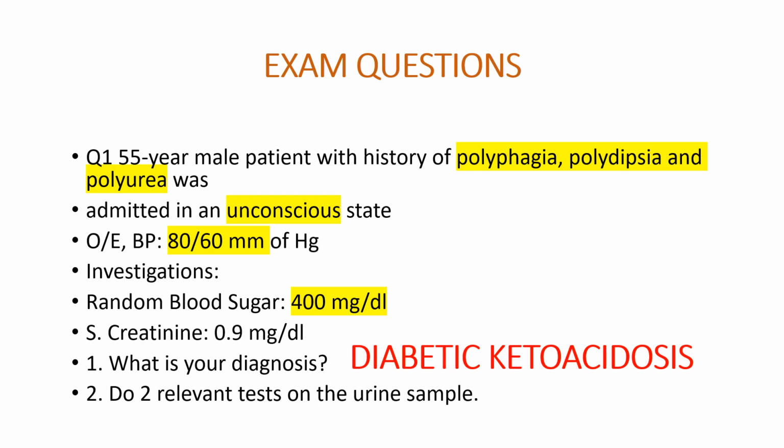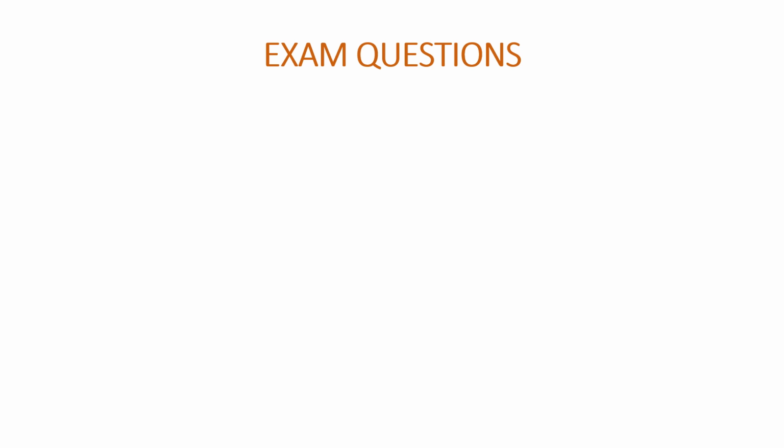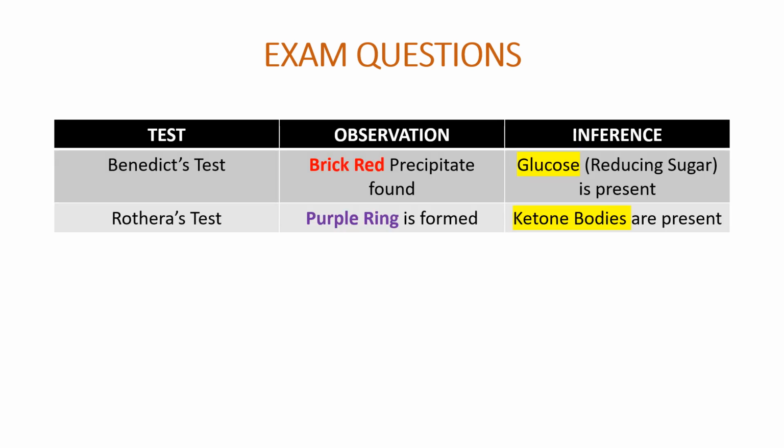Now, how would you confirm diabetic ketoacidosis? You initially do the test for the ketone bodies. So what we do in the exam, when we get this, is we write it like that. Once you write in the exam, you don't need to write the procedure. You only need to write the test, the observation, and the inference. You need not write about the principle as well.